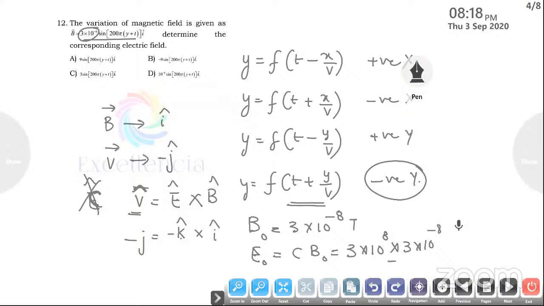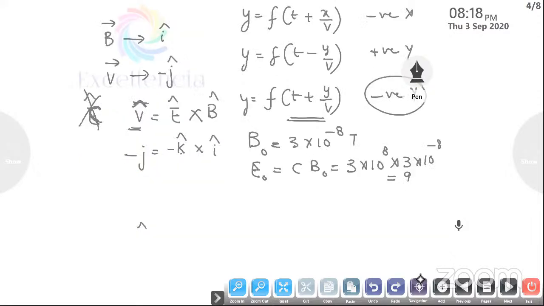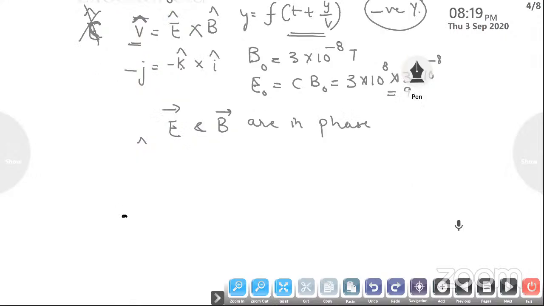This will come out to be 9. And electric field and magnetic field both are in phase with each other. Electric field wave and magnetic field will be in phase with each other. Simultaneously, they will be reaching their maximum. Simultaneously, they will be reaching their minimum. Likewise.